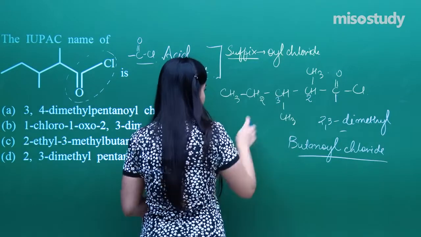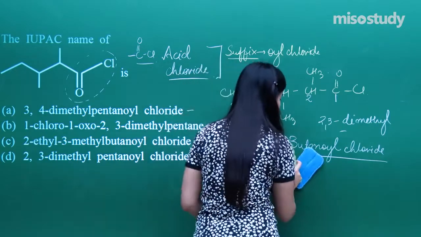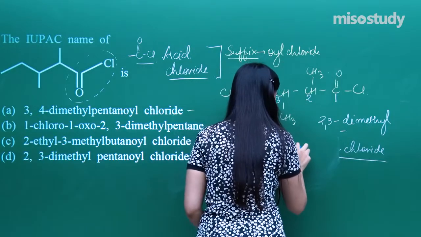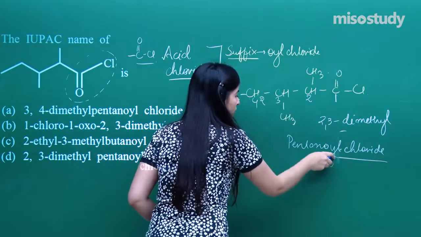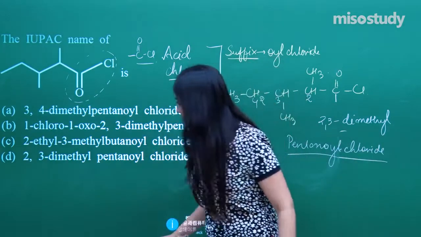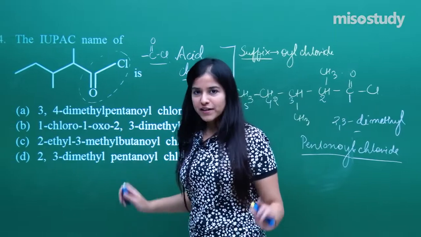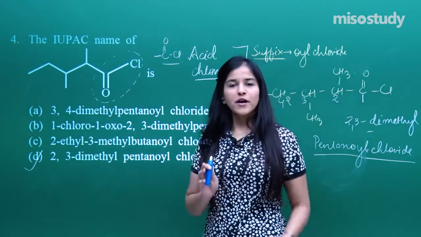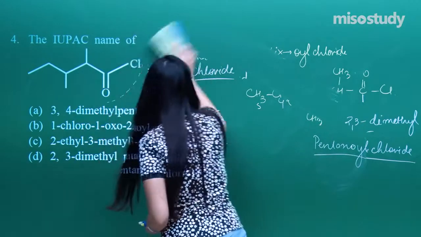3 and 4 and 5, that is the entire chain of pent now. So it's pentanoyl chloride. That is what the complete answer should be, 2,3-dimethyl pentanoyl chloride. Let us search out the option. It's very much evident it is the last option. So we have done it very correctly. 2,3-dimethyl pentanoyl chloride is the answer. I hope you all have got this idea very well. Let's move on to the next question.